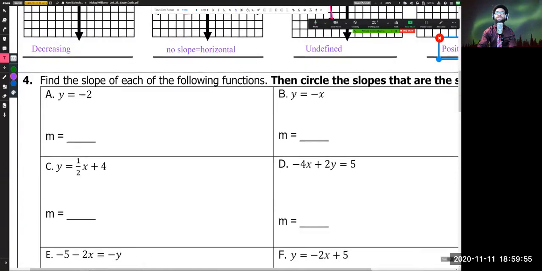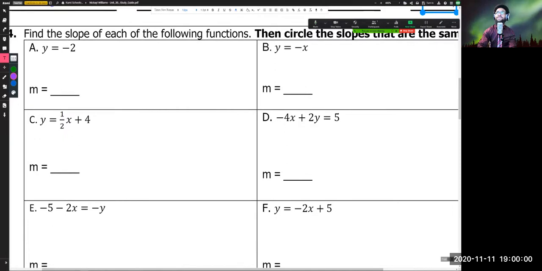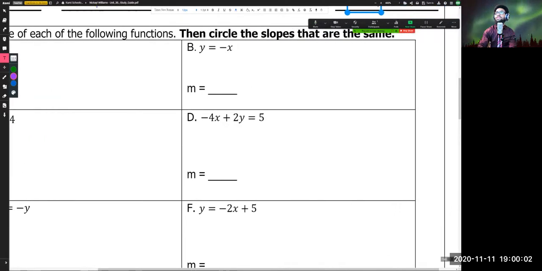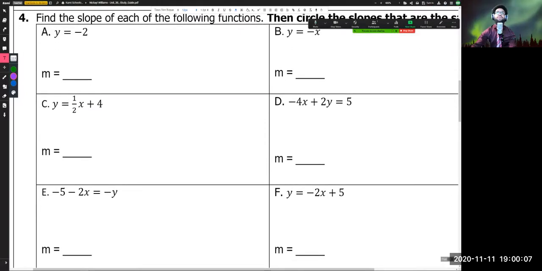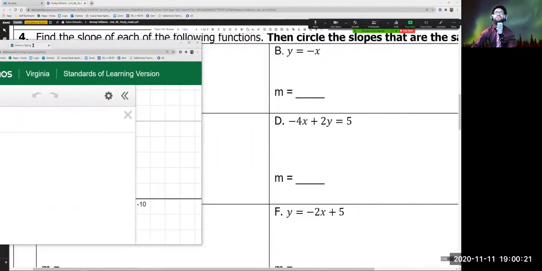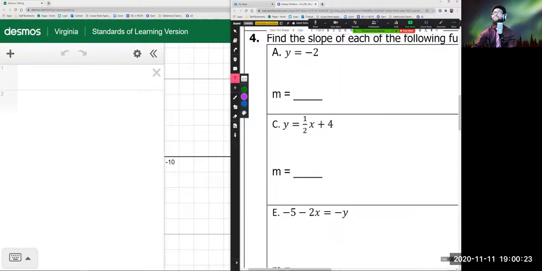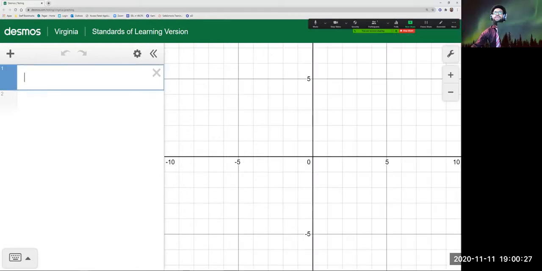Those are horizontal lines. All right, so now we're going to find the slope of each of the following functions, then circle the slopes that are the same. So our y equals -2, the slope of this one, and here, this is what I'll do for this one. To give you all an idea of how to use Desmos, we're going to do these in Desmos. So I'm going to split screen this. And we can type these things into Desmos to see what they look like.